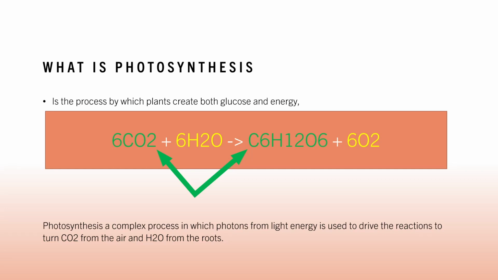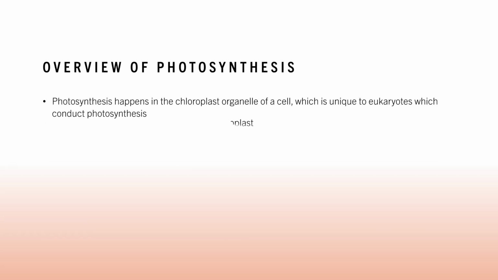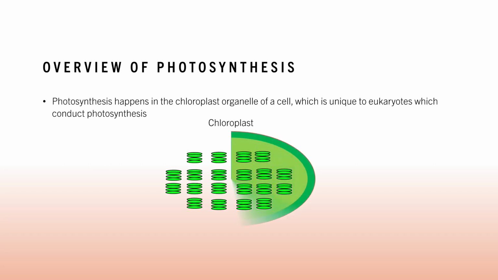Today, we're going to be learning about the yellow portions, the H2O and the oxygen portions. And these yellow portions are called the light-dependent reactions. So first, let's do an overview of photosynthesis and the organelle that helps it. The chloroplast is where photosynthesis happens.